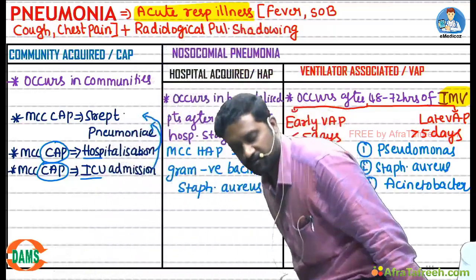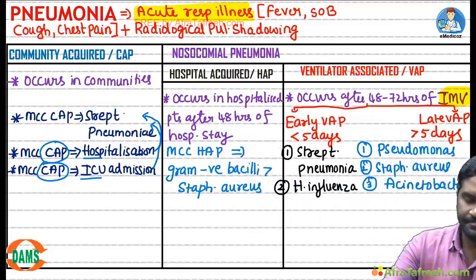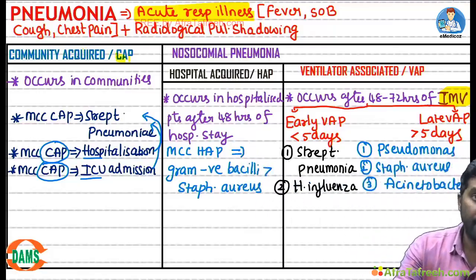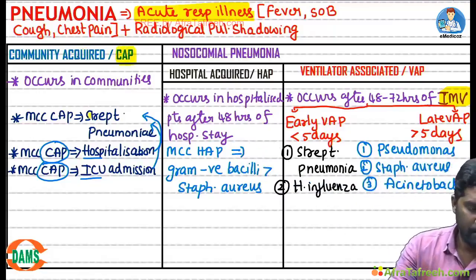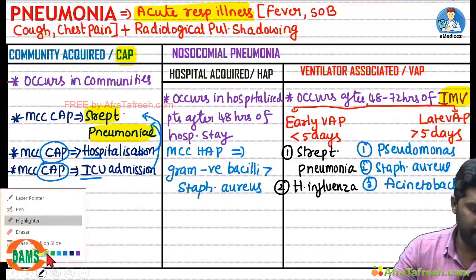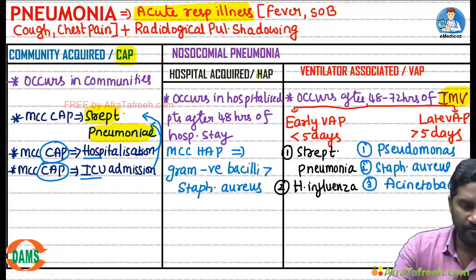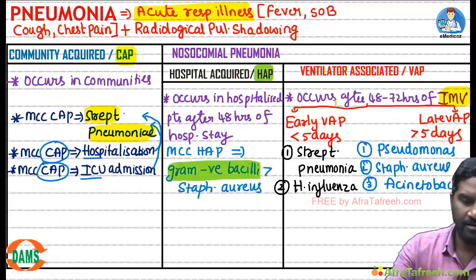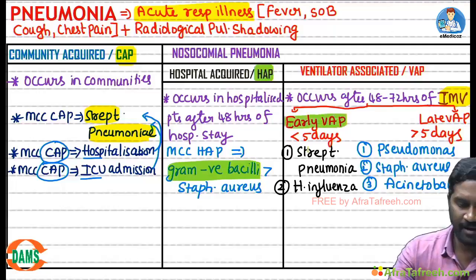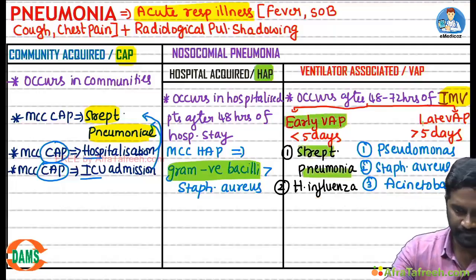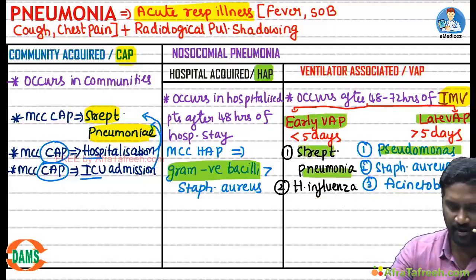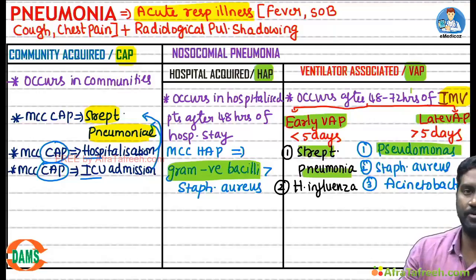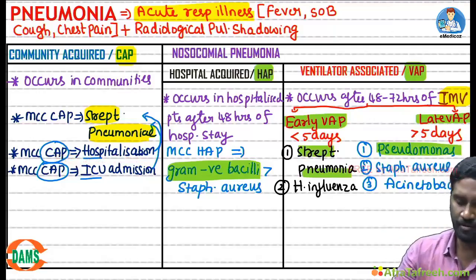Now if you see here, students, in the question, if they mention community acquired pneumonia, your answer should be streptococcal pneumonia. For hospital acquired pneumonia, gram negative bacilli. For early VAP, again it is Streptococcus pneumoniae. Late VAP, Pseudomonas. And VAP overall, again your answer should be Pseudomonas.